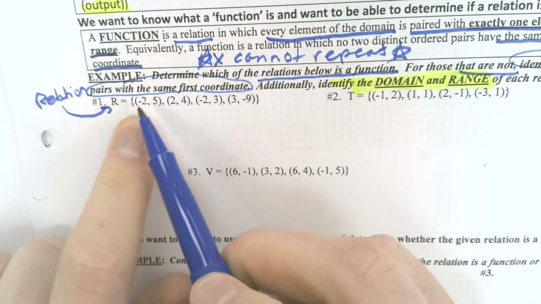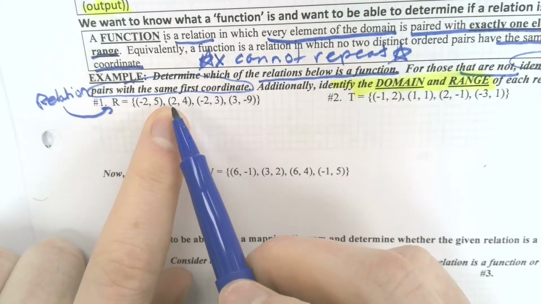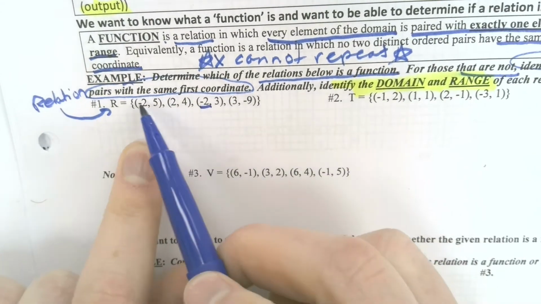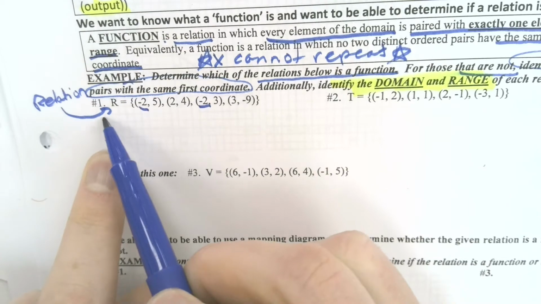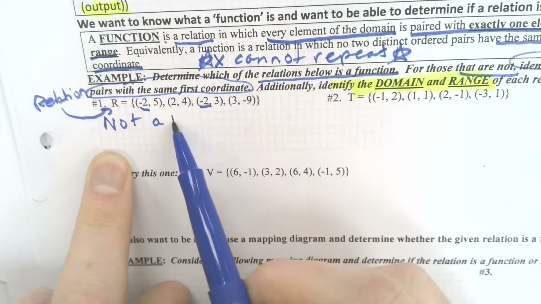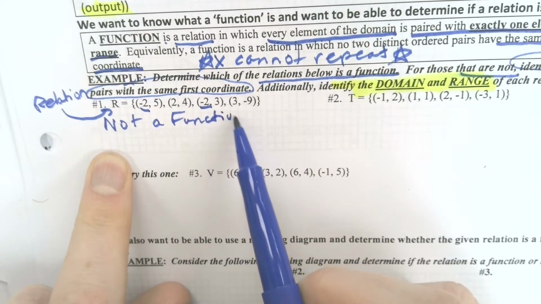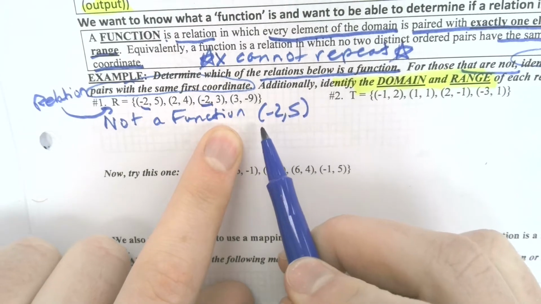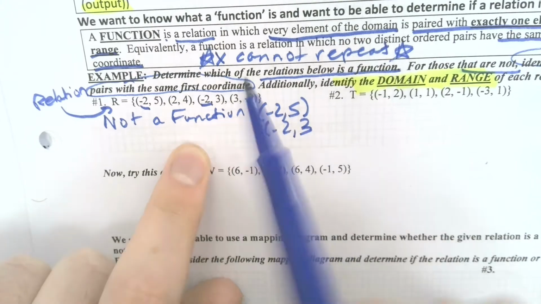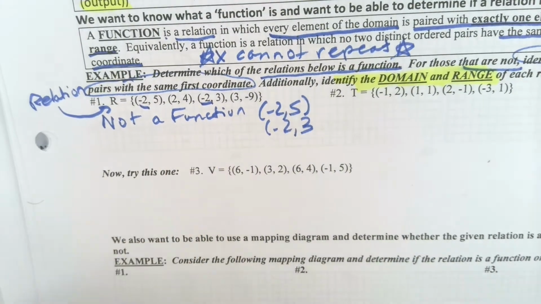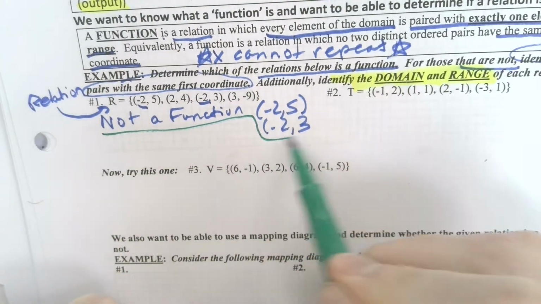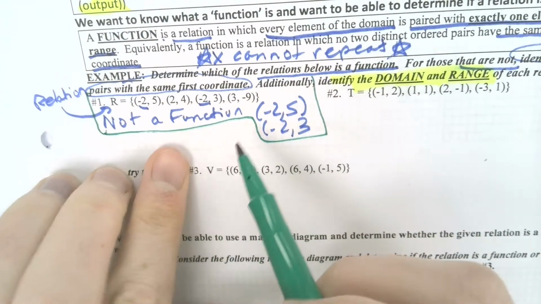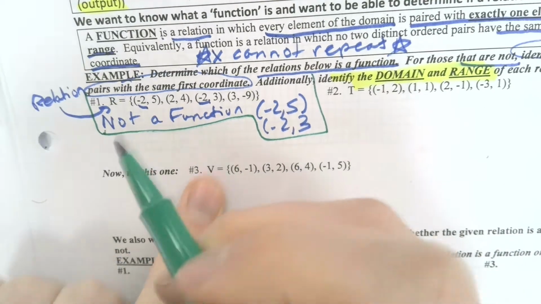So let's check the x's. We've got -2, 2, -2. We got a repeating x. This is not a function because of -2, 5 and -2, 3. So this is not a function. It's still a relation, but it's not a function. Now, even if something's not a function, it still has a domain and range.